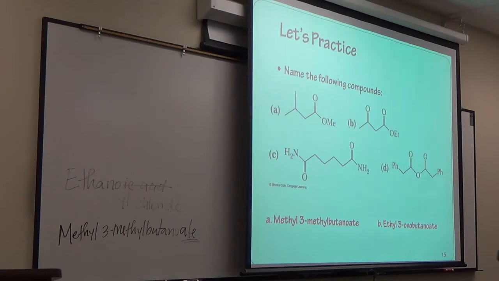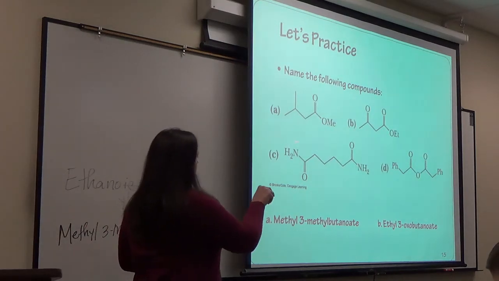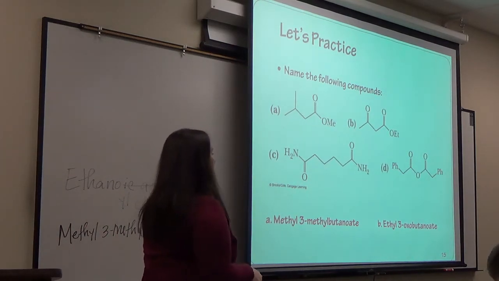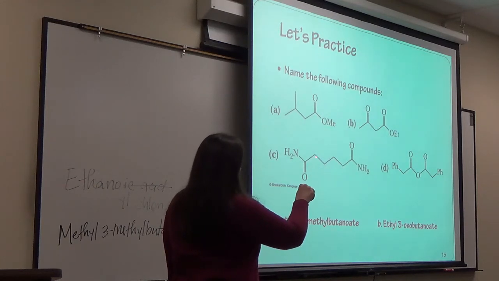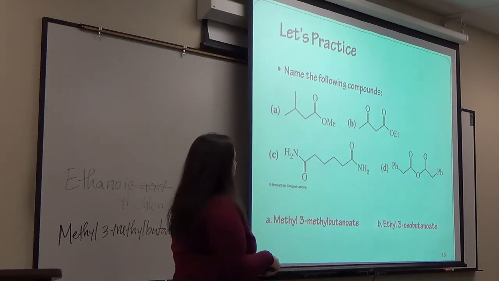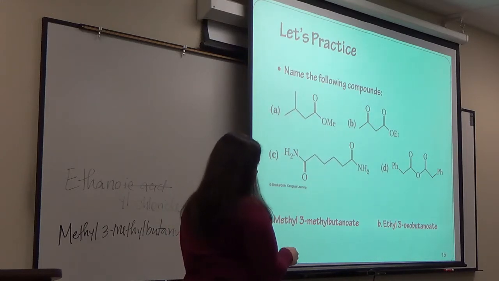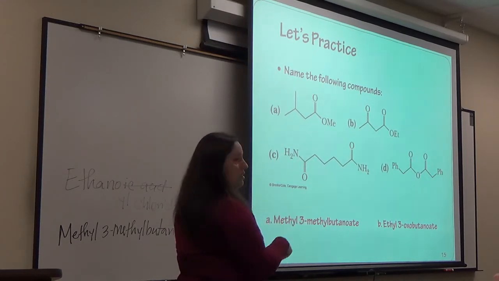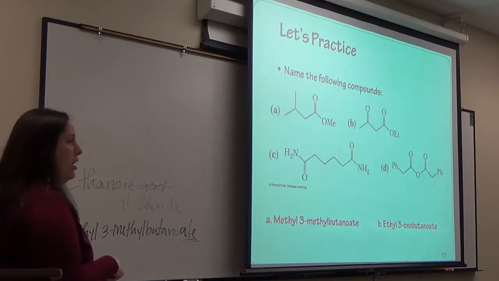So what's C? What kind of functional group? Amide, right? So that makes sense. An acyl with the nitrogen. But there's not just one, but two. So it's carbons 1, 2, 3, 4, 5, 6. So 1, 6, hexanamide, but you have two of them. So 1, 6, hexane diamide.